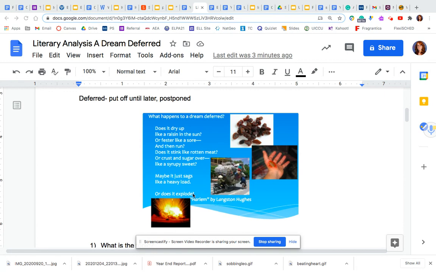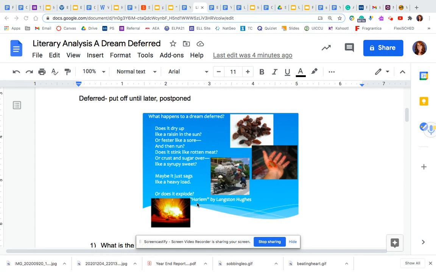It's called Harlem, and it's by an author named Langston Hughes. We're going to read this poem and figure out the theme. Then we are going to find the literary device used in this poem and see how it contributes to the theme.